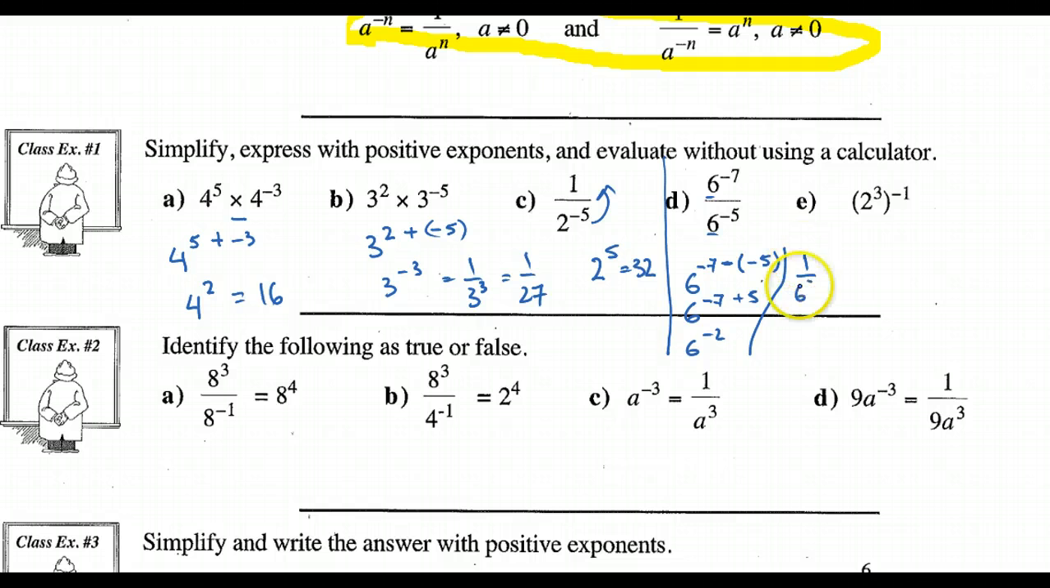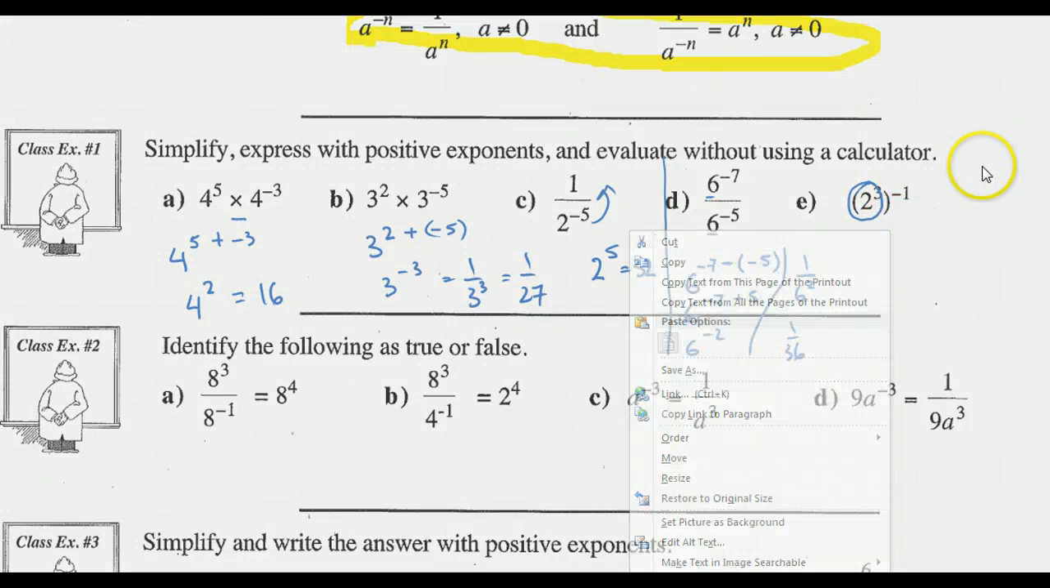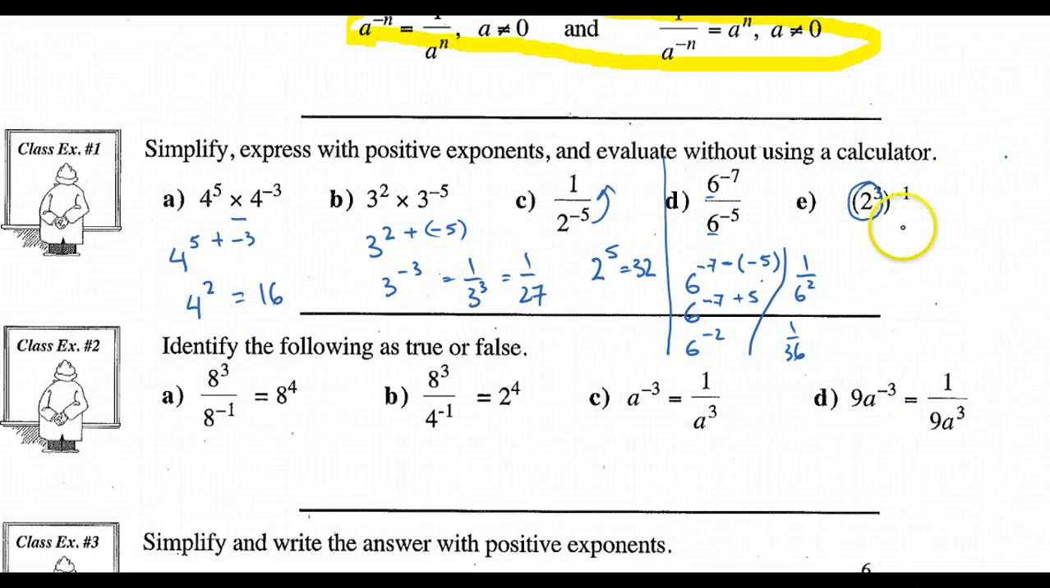1 over 6 to the positive 2 is 1 over 36. Next, 2 to the 3, that in brackets to the negative 1. Everything goes to the bottom, or it gets flipped around. So we put the 1 over and then 2 to the 3.